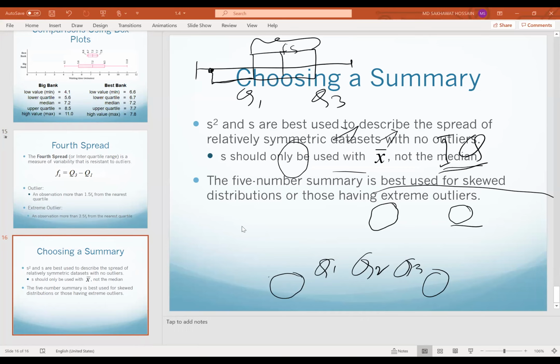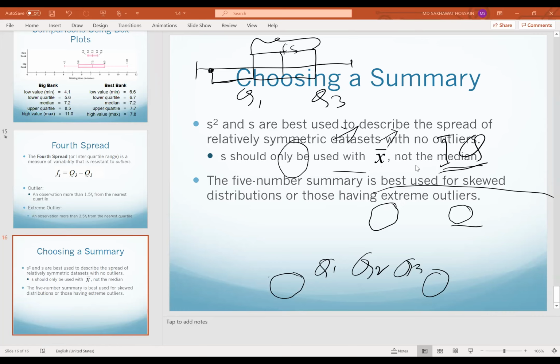So S squared, the sample variance, and S are best used to describe the spread of a relatively symmetric data set. If you have a symmetric data set, then as a measure of spread or variability, you can use the sample variance or sample standard deviation. And S should be used with X bar. When you calculate standard deviation and variance, you use X bar, not the median. When you take the difference of the center from the data, you take the difference between the observations and the mean, not the median.